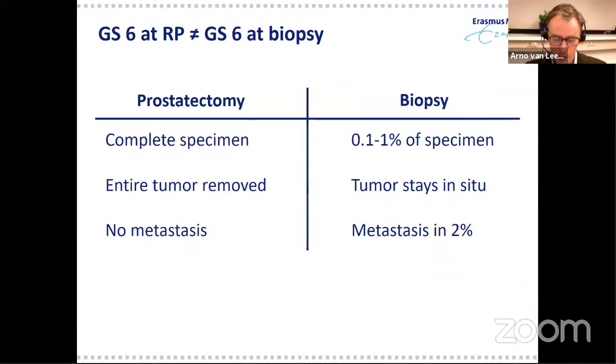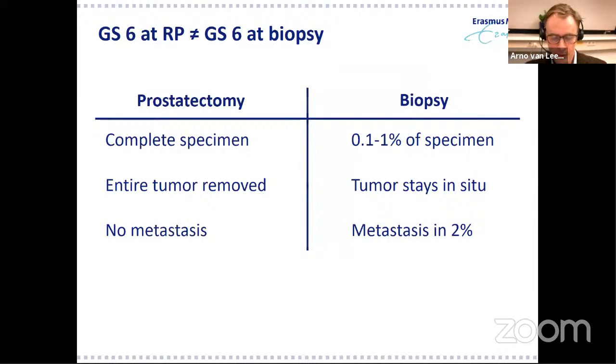In answering that question, it is important to realize that Gleason score 6 at the prostatectomy specimen is not the same as the Gleason score 6 at biopsy. All studies showing that men with Gleason score 6 did not develop metastasis were performed on prostatectomy specimens. So the entire specimen was available for microscopic evaluation and the tumor was entirely removed. On the other hand, biopsies only sample about 0.1 to 1% of the entire prostate volume, so higher grade tumor areas can easily be missed due to sampling artifact, and in biopsies the patient has not been treated yet.